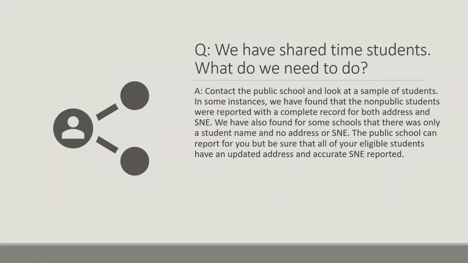We have shared time students. What do we need to do? So again, contact the public school and look at a sample of students. In some instances, we have found that the non-public students were reported with a complete record for both an address and a supplemental nutrition eligibility coding. However, we have also found for some schools that there was only a student name and no address or supplemental nutrition eligibility reported. The public school can report for you, but make sure that all of your eligible students have an updated address and an accurate SNE reported.